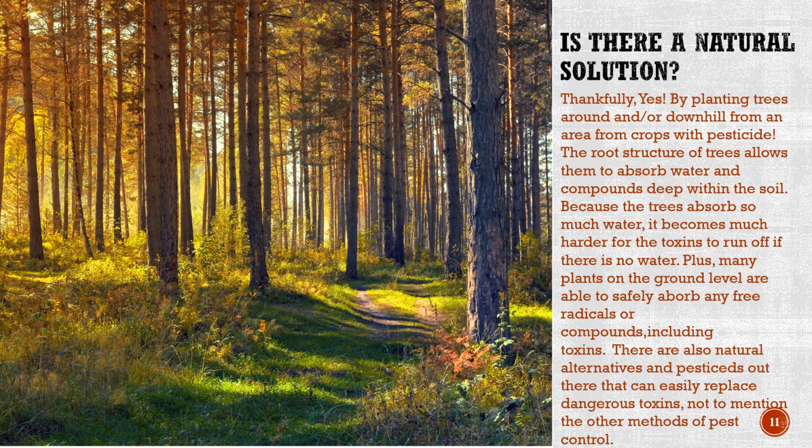Is there a natural solution? Thankfully, yes, by planting trees around and/or downhill from areas of crops with pesticide. The root structure of trees allows them to absorb water and compounds deep within the soil. Because the trees absorb so much water, it becomes much harder for the toxins to, quote unquote, run off if there is none. Plus, many plants at ground level are able to safely absorb any free radicals or compounds, including these toxins. There are also natural alternatives and pesticides out there that can easily replace dangerous toxins, not to mention the other methods of pest control.